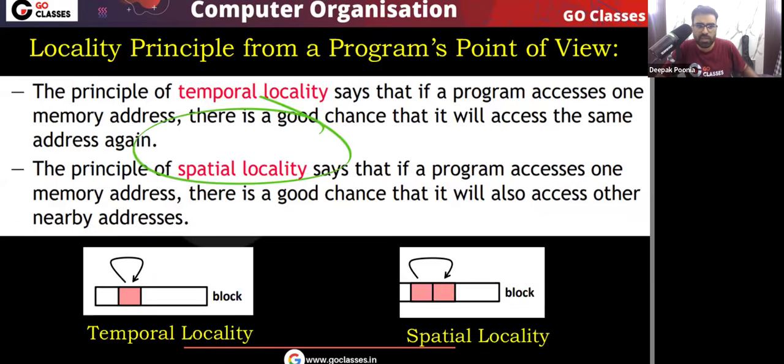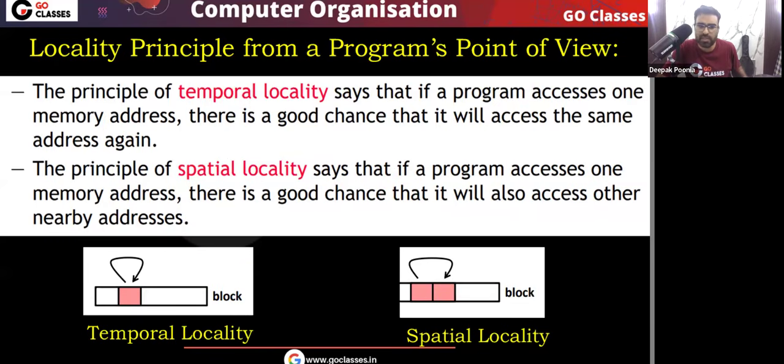Another is spatial locality property. Spatial locality says that if the program accesses a memory location, then it is very likely that in the near future, the program will access the nearby memory locations. Very simple. So this is called spatial locality. The principle of spatial locality says that if a program accesses one memory address, like this memory address, then it is very likely that in the near future, the program will access nearby addresses. So these are the two types of locality property, temporal locality and spatial locality.